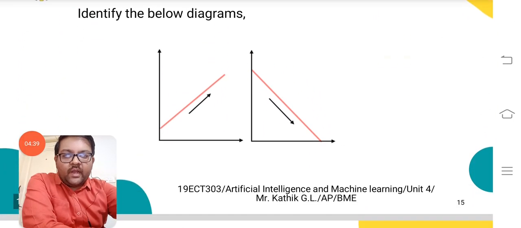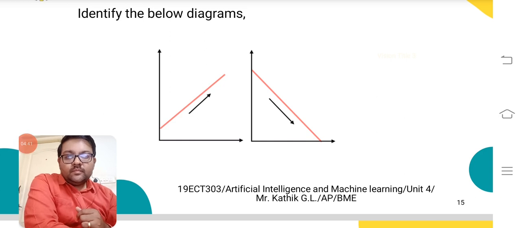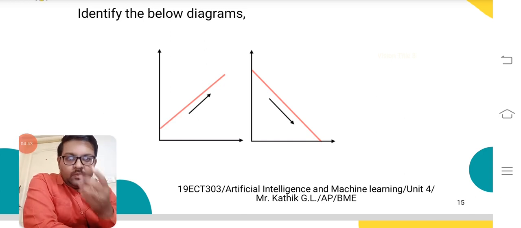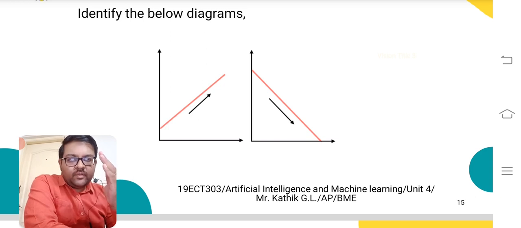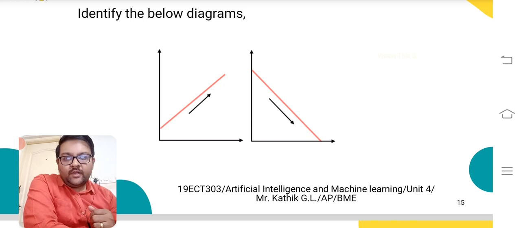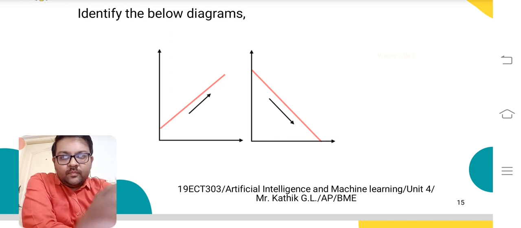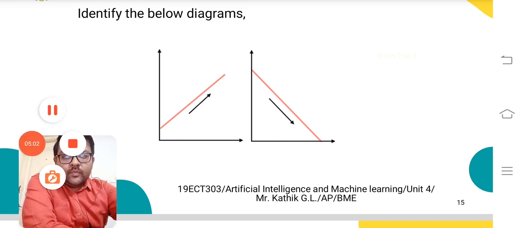Identify the below diagrams. First one, as you can see in the graph, the curve is moving up. It is a positive gradient. And the second one, we can see the curve is moving down. It is a negative gradient.